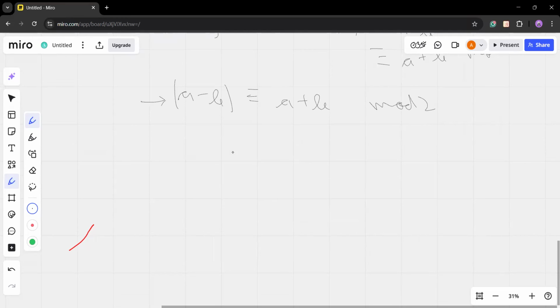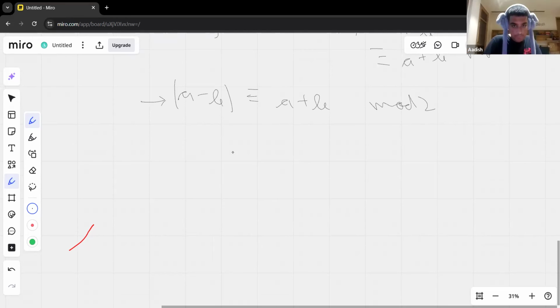Is it true for any modulo M or just 2? No, just 2. The thing about 2 is plus 1 equals minus 1. Right, because 1 is odd and minus 1 is odd. They're both odd.